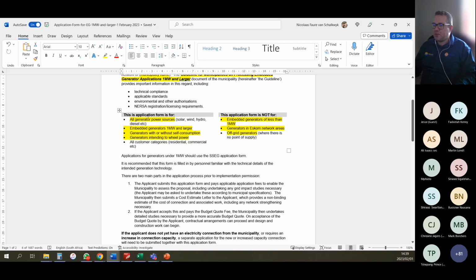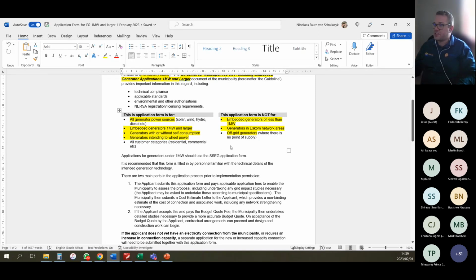Okay, so let's look at the rest. You'll see it's applicable to all generator power sources. So it's not just solar PV, 1 meg and larger. It can be for generators with or without self-consumption, and it could be for generators intending to wheel power. And it's also all customer categories, so it's not just limited to commercial or industrial. So it's quite open in terms of what it can be used for.